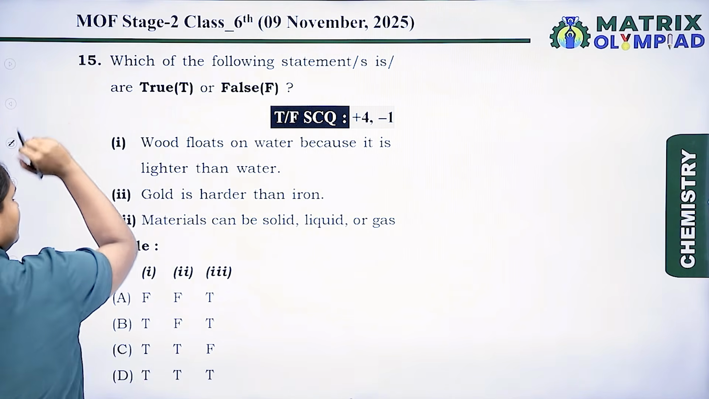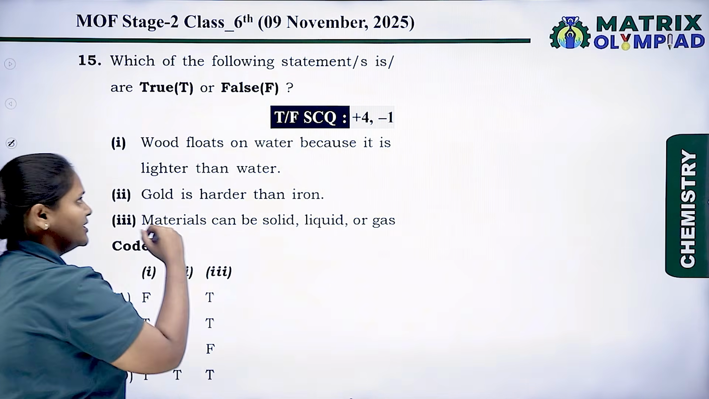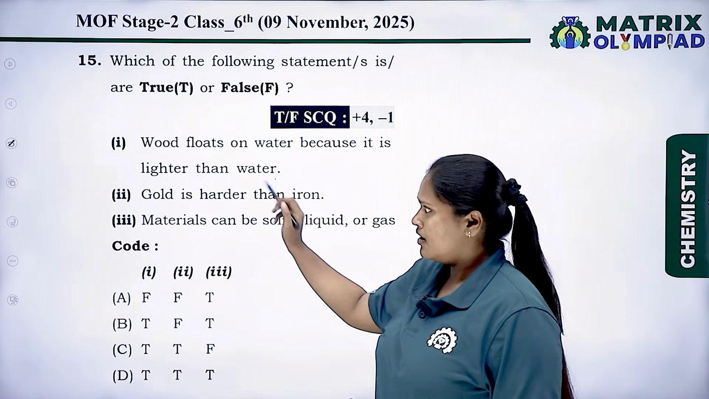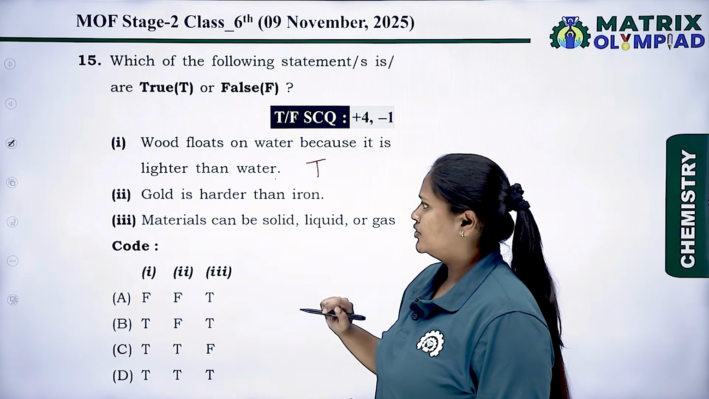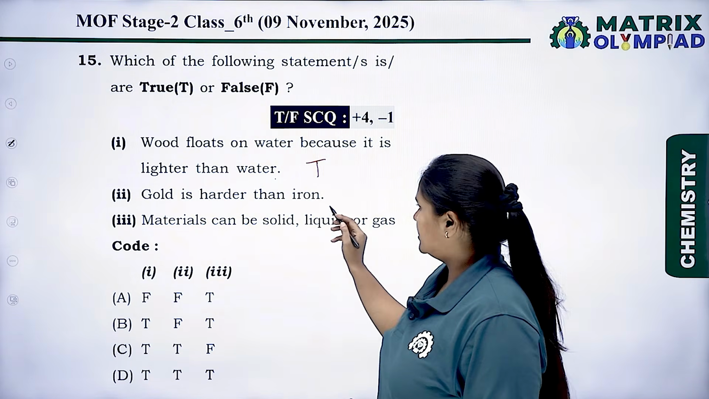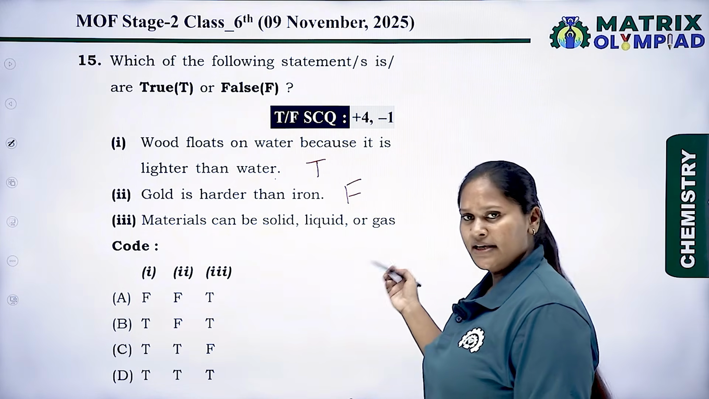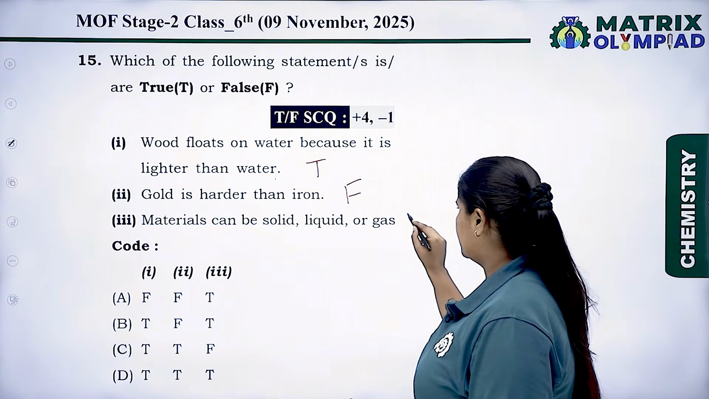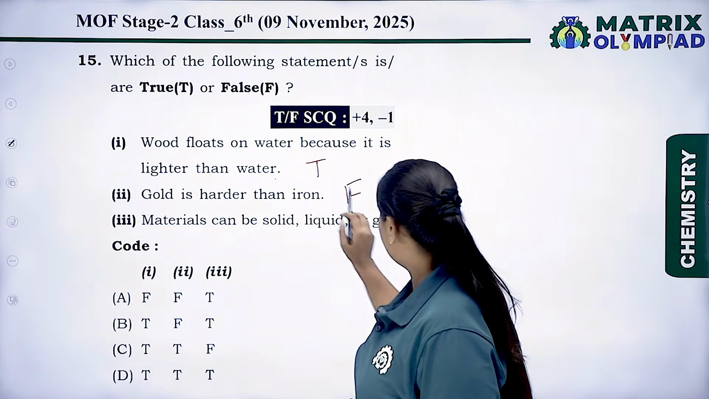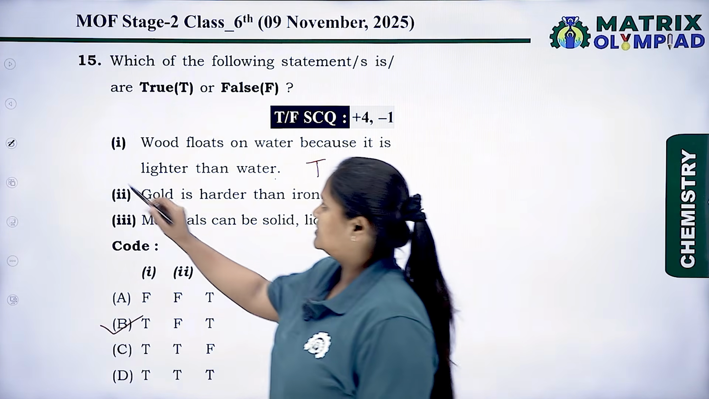Question number 15. Which of the following statements are true and false? First statement: wood floats on water because it is lighter than water. We know this statement is true. Gold is harder than iron. We know gold is harder than iron. No, it is false. Materials can be solid, liquid or gas. We know materials can be solid, liquid or gas. So it is also true. So the correct option is TFT. So option B is the correct answer. Let's come to the next question.